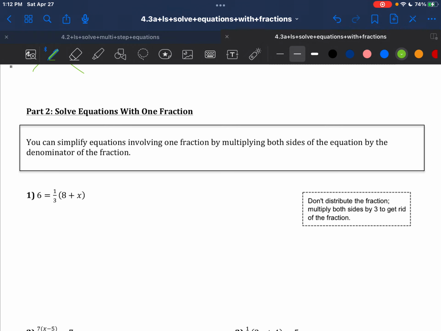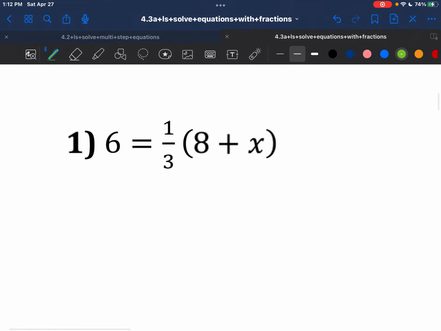Something that we want to know is we don't want to distribute the fraction. We want to just multiply both sides by 3 and get rid of the fraction. That's something we just want to keep in mind. We're just going to circle that and keep that in mind. So we want to solve for x.